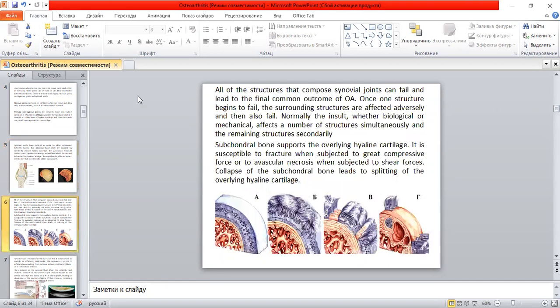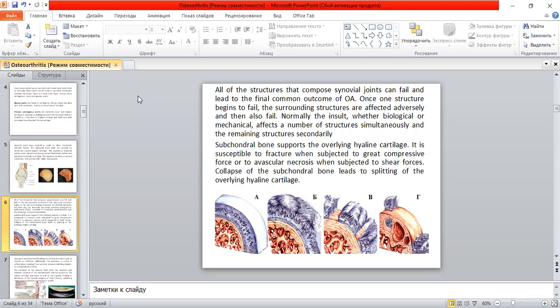All the structures that compose synovial joints can fail and lead to the final common outcome of osteoarthritis. Once one structure begins to fail, the surrounding structures are affected adversely and then also fail. Normally, the insult, whether biological or mechanical, affects a number of structures simultaneously, and the remaining structures secondarily.